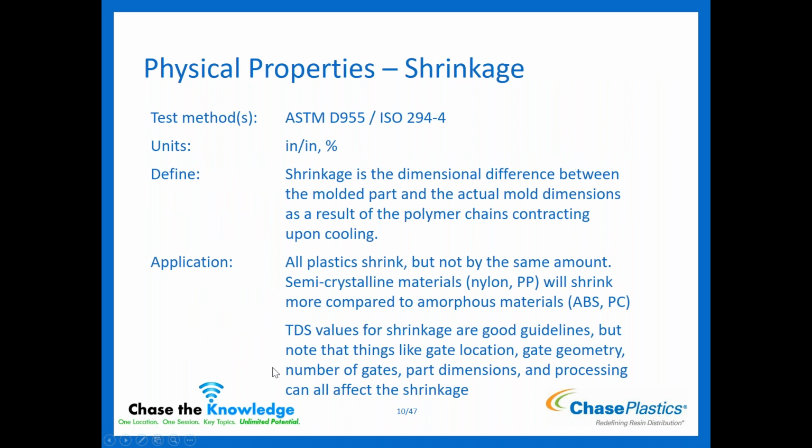So next we're going to talk about shrinkage. You'll either see it inch per inch, sometimes you see it in percentage, but essentially it's the dimensional difference between the molded part and the actual mold dimensions as a result of the polymer chains contracting upon cooling. So materials expand when they get hot and then they contract when they cool. So that's known as shrinkage.